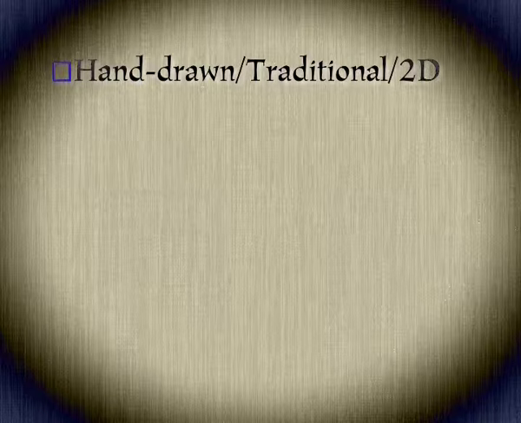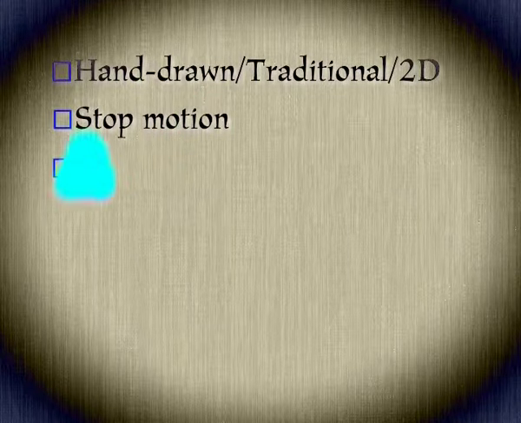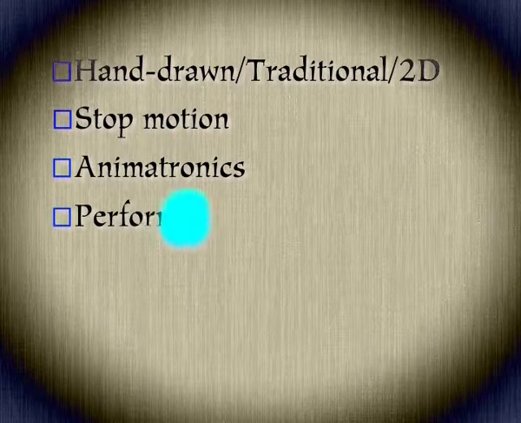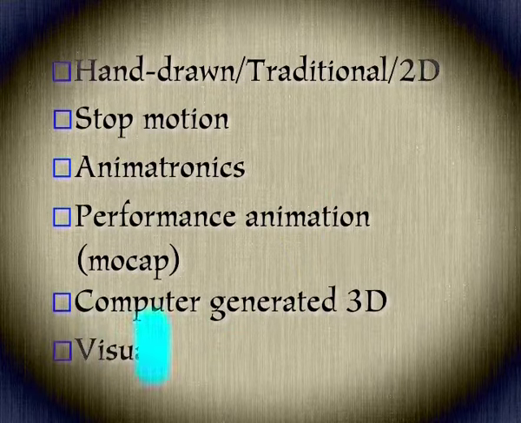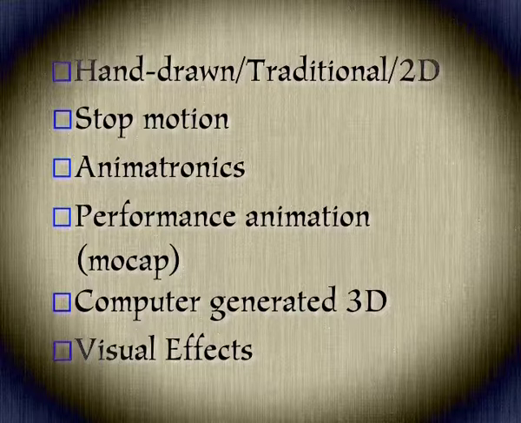So we can broadly define animation into different types: hand-drawn or traditional, that is 2D, stop motion, animatronics, performance animation, which is mocap, computer generated 3D, visual effects.